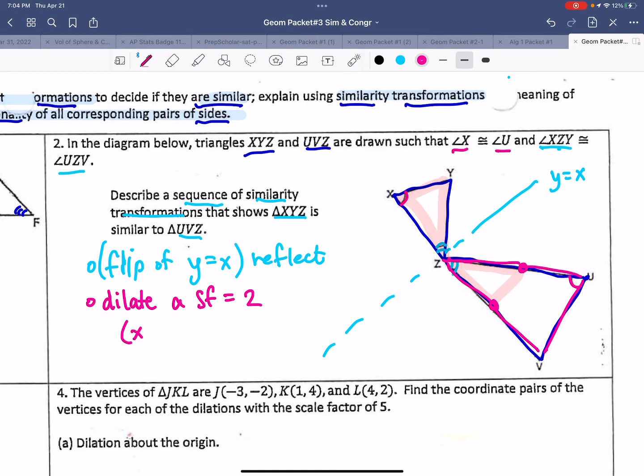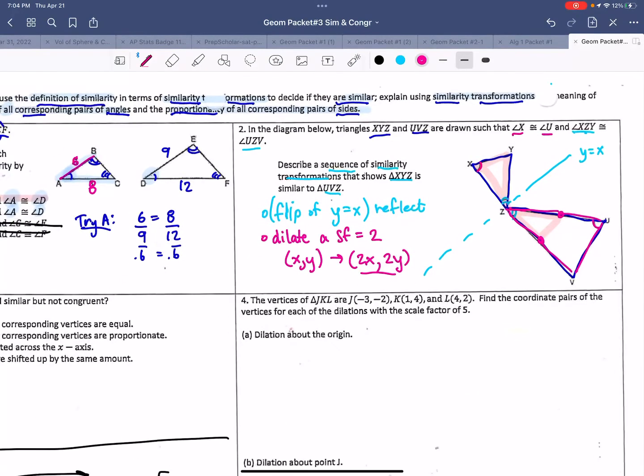So what would that look like? X comma y. I need to double the x coordinate and double the y coordinate. Cool? Beautiful. That's it. Now, could they ask that? Not really. That's too much to type. They can't grade that. So maybe you would have a multiple choice question and that one would be your choice.